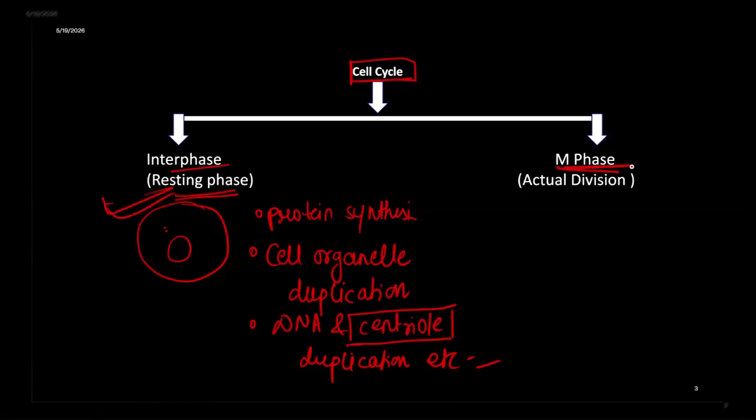M phase, we can say mitotic phase, is the actual phase where the cell will divide into two daughter cells. Okay. Every time it is not necessary that it will divide into two daughter cells. Later we will learn that cell division is also of two kinds. If it is mitosis, then it will divide into two cells. If it is meiosis, then it will divide into four cells. Okay. So later, as we move on, things will get more clear to us. Okay. Now let's move.